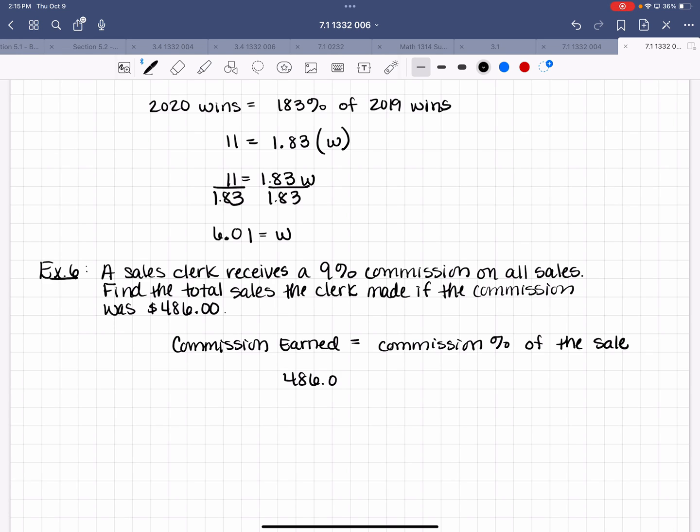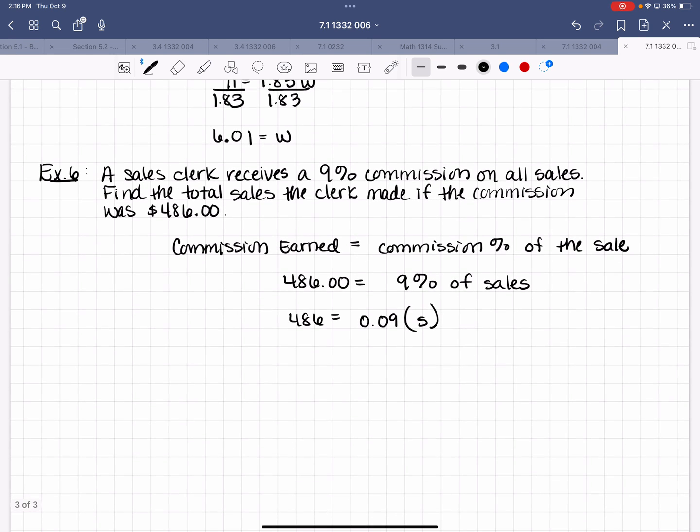The commission earned is $486 even. They tell us the commission percent is 9% of the sales, right? We know of means multiply. So I have 486, I'm going to drop those decimals, equals 0.09 times the sales. I'm going to call it S. I'm going to take off those parentheses too, and y'all just have S.